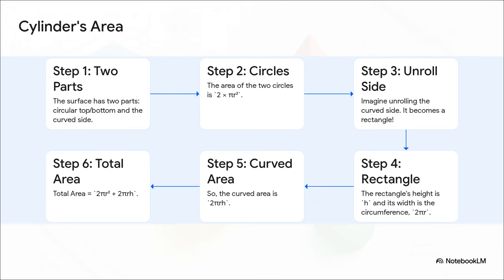But that curvy middle part? Imagine you take the label off a can of soup. What happens when you lay it flat? It's a perfect rectangle. The height of that rectangle is just the height of the can, h. And the width? It's the distance you went around the circle, which is the circumference, 2 pi r. So the area of that curved part is just 2 pi r h.